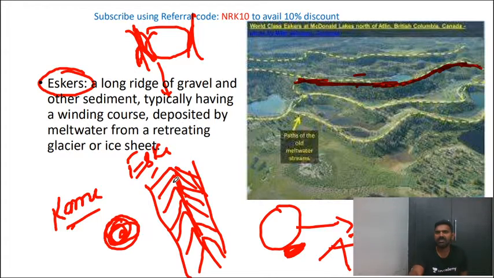Okay, so this is with respect to eskers. This is also a depositional landform.